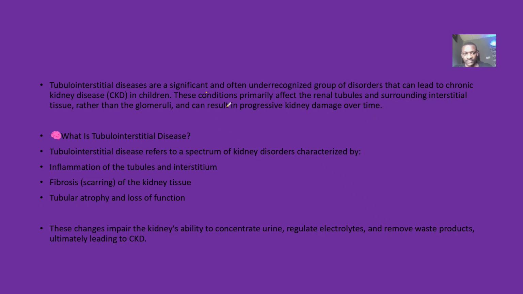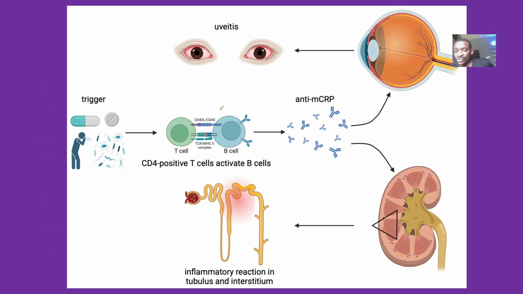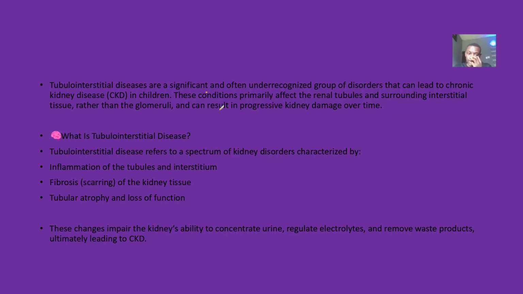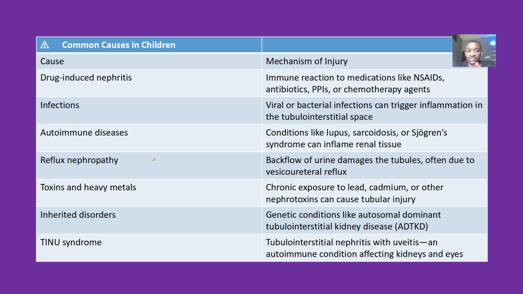Do you understand? So they can lead to chronic kidney disease in children. These conditions primarily affect the renal tubules and the surrounding interstitial tissues, rather than the glomeruli directly. So it's the renal tubules that are mostly affected. So what's a tubulointerstitial disease? It's not one disease. It's different types of disease. There are different types.